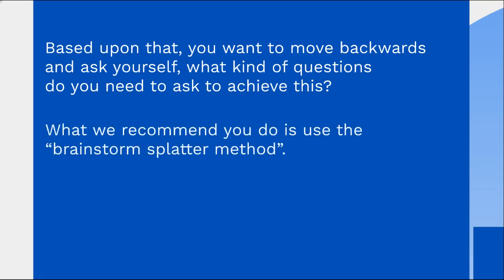Now, what we recommend that you do is what we call the brainstorm splatter method. So, as we discussed earlier, we're in the creative process, so we don't want to think logically or anything like that. The brainstorm splatter method sounds just like that. You're basically taking ideas, questions, and all of these creative ideas that you have and simply putting them down on a piece of paper or a mind map or whatever you want. And that's it. You don't have to worry about the order process.